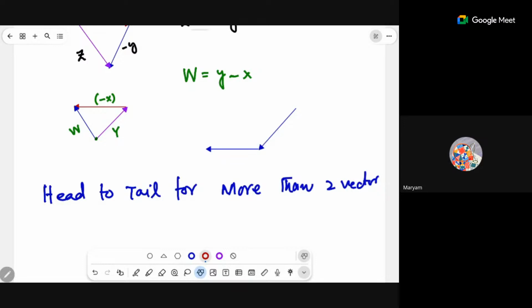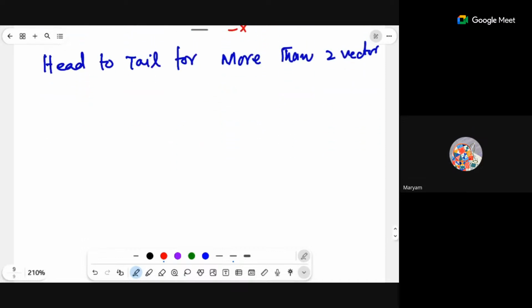So in this case, this vector is basically showing what? This vector is showing negative y and negative x. Are you getting it? You have taken negative y and you have taken negative x, but you have drawn the vector from start of first to the end of last. Okay. So is it clear to everyone?